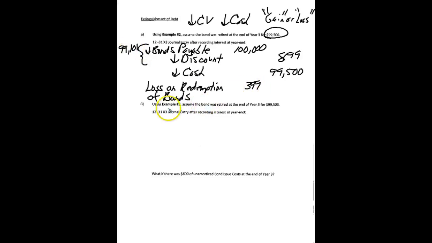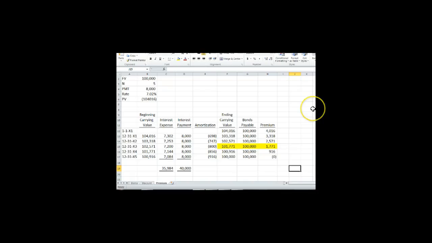And let's do the same thing. Instead of looking at example 2, let's do the exact same thing in example 3 where the bonds were sold at a premium, and we're going to have the same price. So let's go look at it. This time, with the bonds sold at a premium at the end of the 3rd year, we have a carrying value of $101,771, and here are the balances in the bonds payable and the premium.